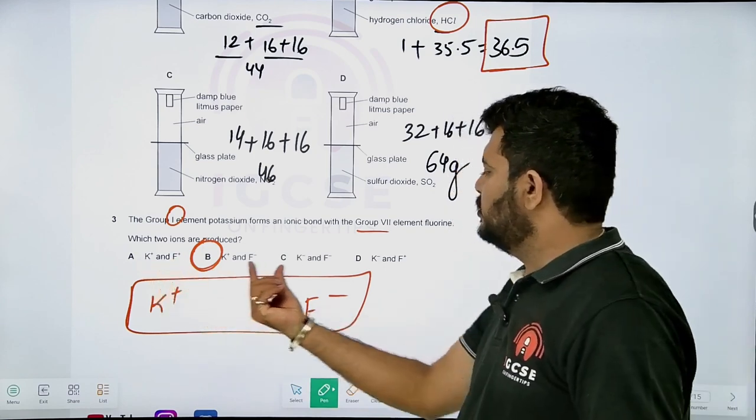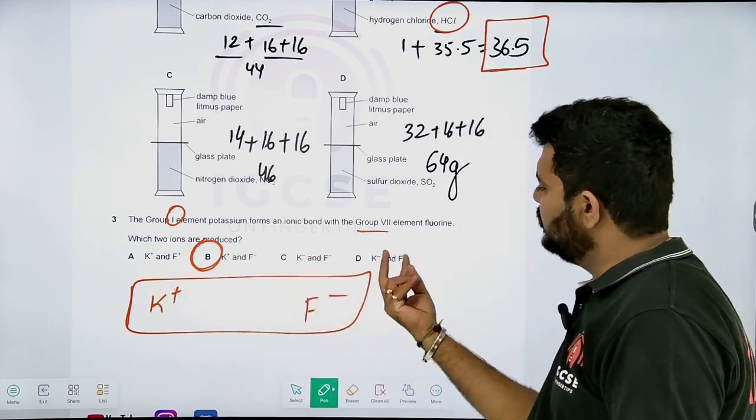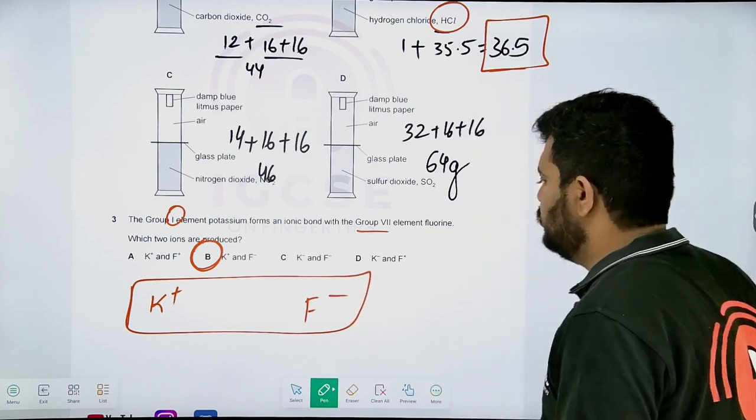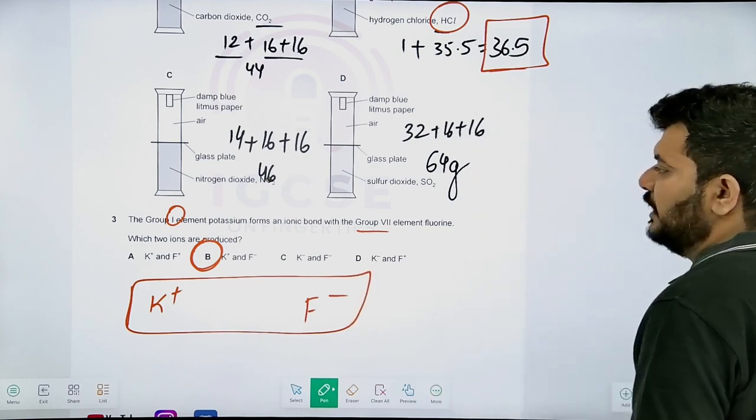Here both are positive, here both are negative, and here the charges are misplaced. Potassium is shown as negative charge.